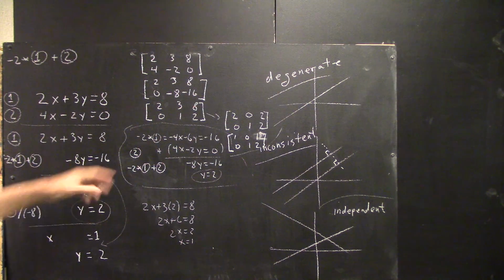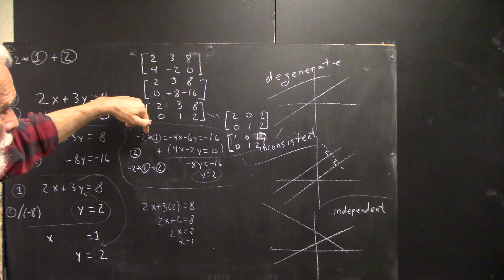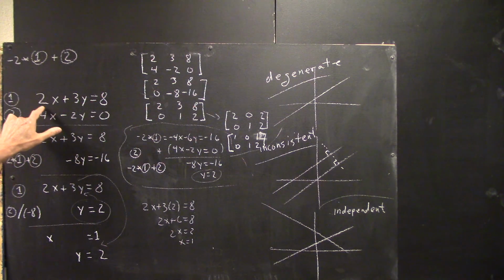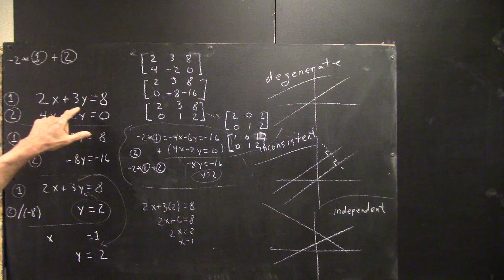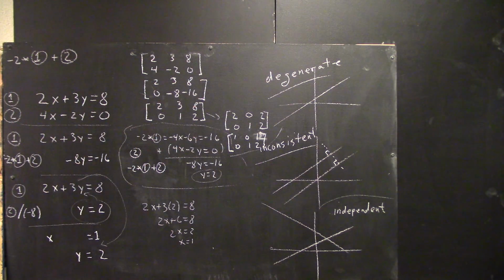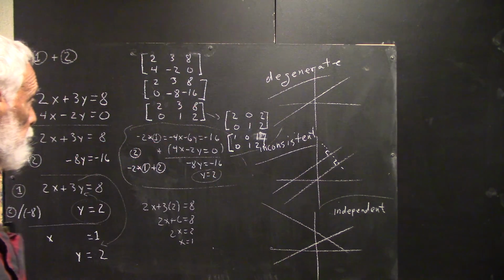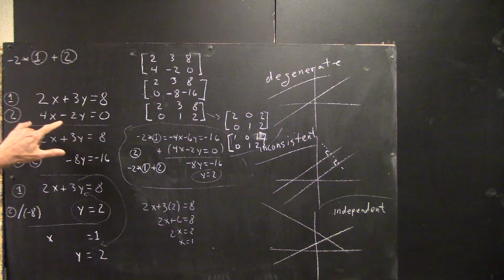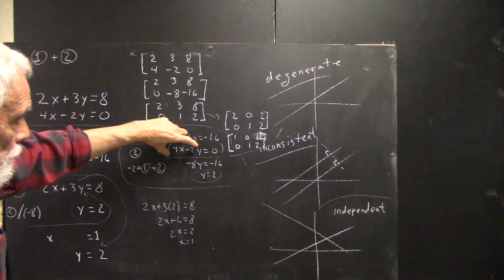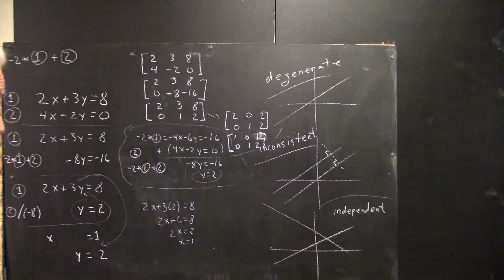That's because, and you can see here, if we multiply -2, the circle around the 1 means the first equation. -2 times the first equation is going to give us what? -2 times 2x is -4x, -2 times 3y is -6y, -2 times 8 is -16. So -2 times the first equation is -4x minus 6y equals -16. We add that to the second equation, 4x minus 2y equals 0, which I repeat here, directly under the -2 times the first equation.